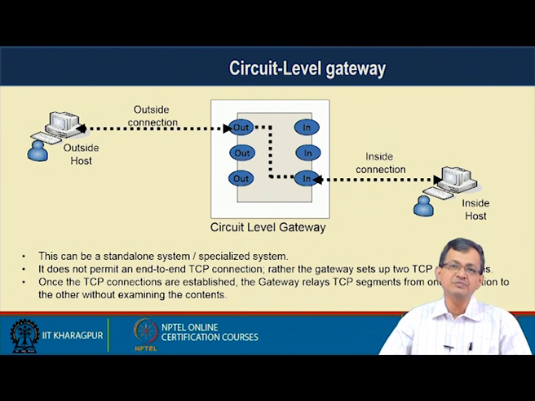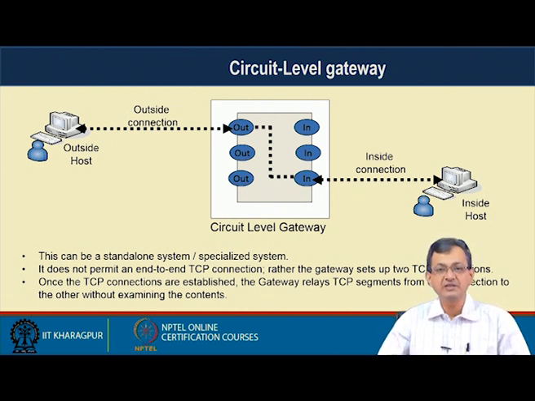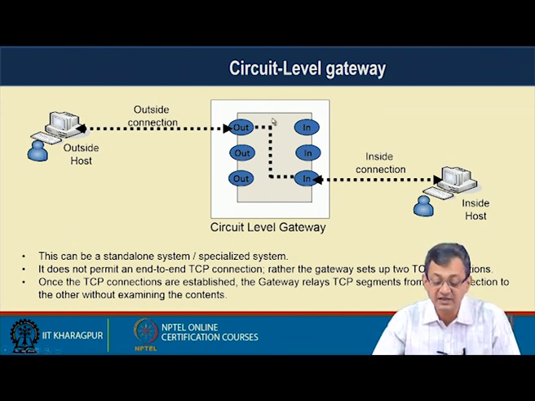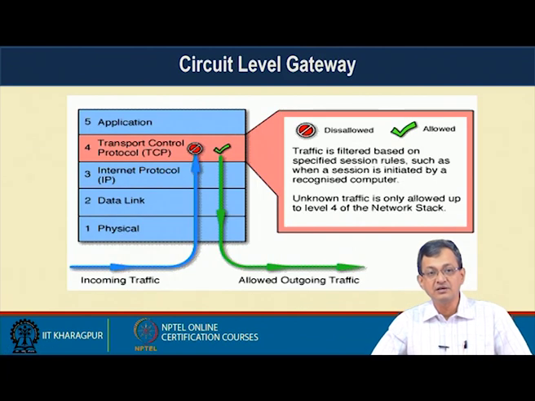There is another type of thing, the circuit level gateway. It may not be very popular, in the sense we may not be seeing this everywhere, but there is such a thing. This can be a standalone system or specialized system. It does not permit end-to-end TCP connections. Usually TCP connections are end-to-end phenomena, but this circuit level gateway sets up two TCP connections. Once the TCP connections are established, the gateway relays TCP segments from one connection to the other without examining the content. So, it breaks the connection and creates two connections, so that traffic moves like that.